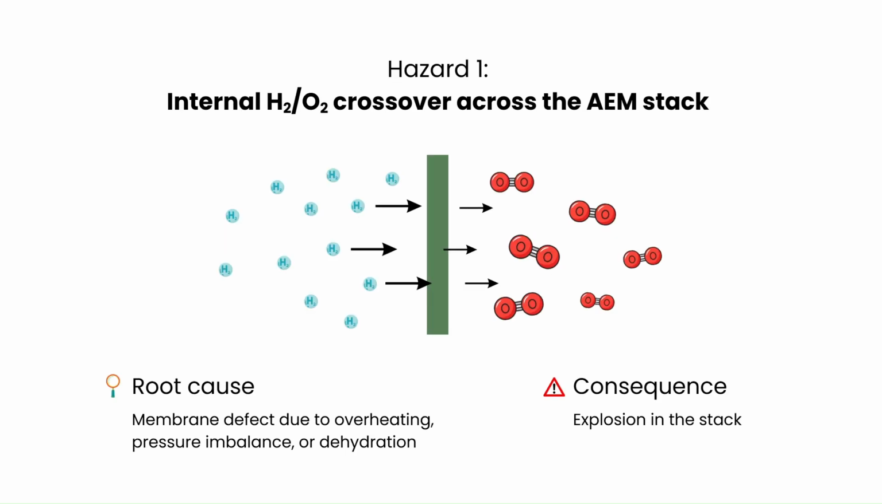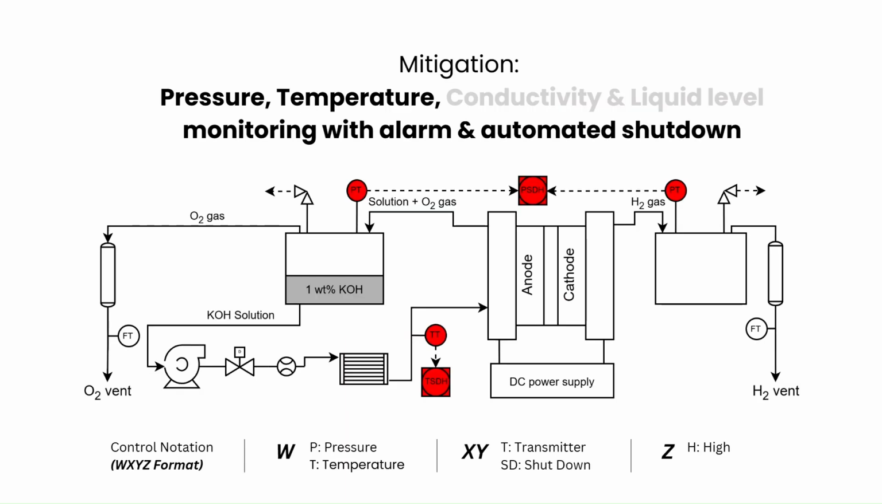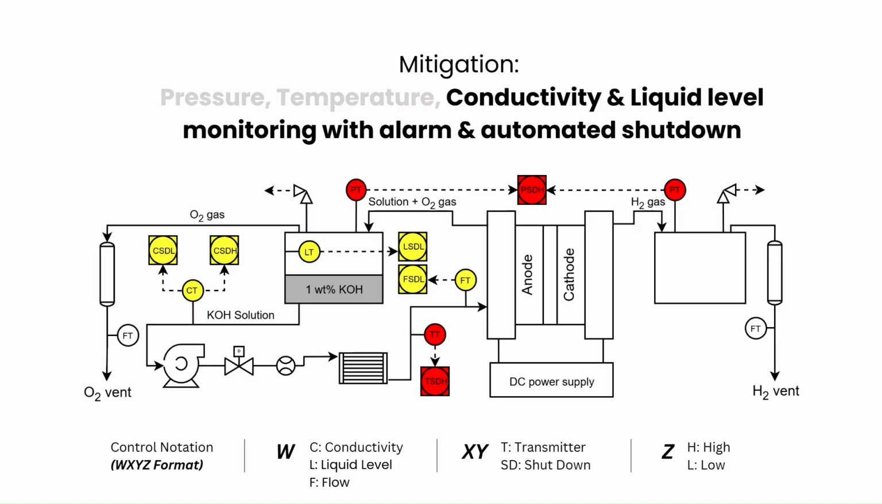design. The first and most critical hazard is internal H2O2 crossover across the stack. If the membrane is damaged by overheating, pressure imbalance, or dehydration, hydrogen and oxygen can mix inside the stack and create an explosion risk. Our main mitigation is continuous pressure, temperature, conductivity, and liquid level monitoring with alarms and automated shutdown. This way, abnormal conditions are detected before crossover escalates.